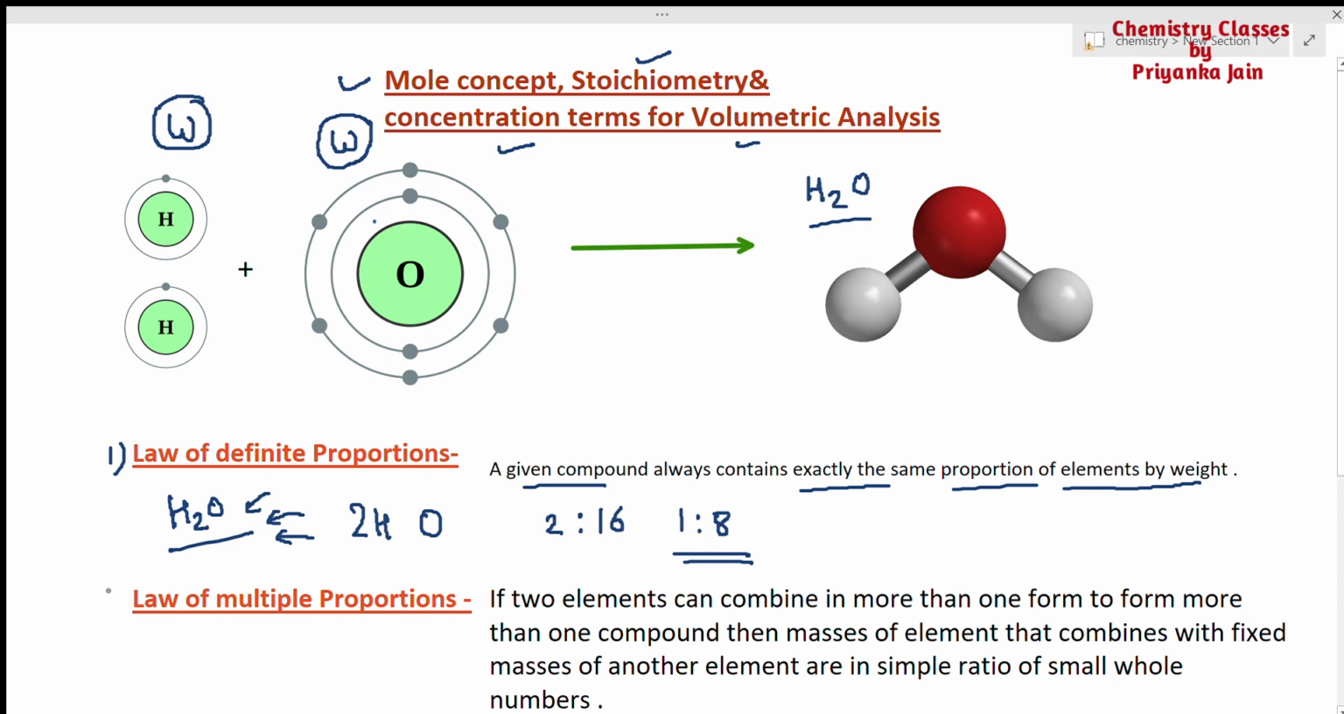Now see the second law, the law of multiple proportion. This says that if two elements can combine in more than one form to form more than one compound, then the masses of one element that combine with a fixed mass of another element are in a simple ratio of small whole numbers. What is the meaning of this?